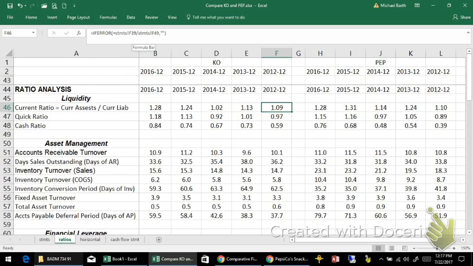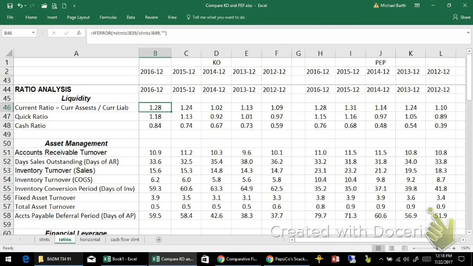There's no such thing as a good or a bad ratio. I know some textbooks say, oh, this ought to be 2. It depends. It depends on the firm. All this tells us is that Coca Cola has roughly $1.10 to $1.25 of current assets for every dollar of current liabilities. And note that they're very similar between the two firms. So their current ratios, there's no real difference in there. And they're a little bit higher in the later 2 years.